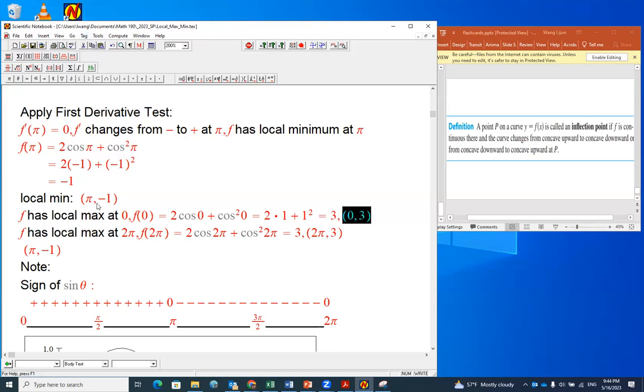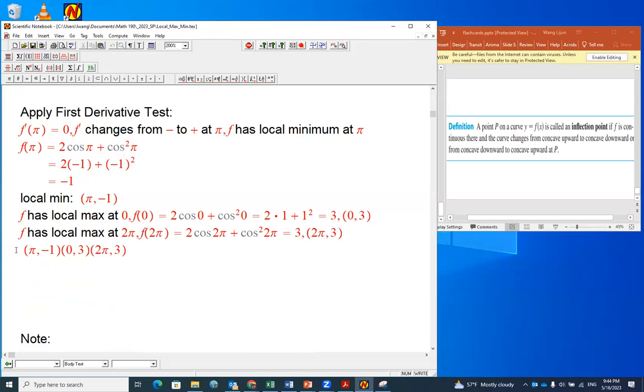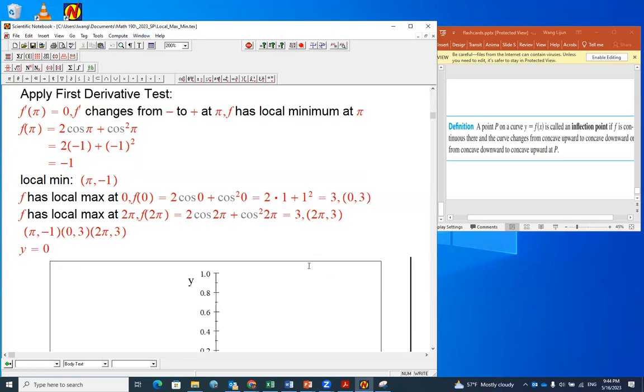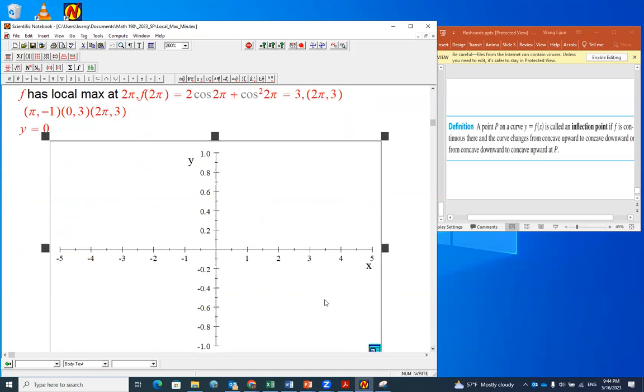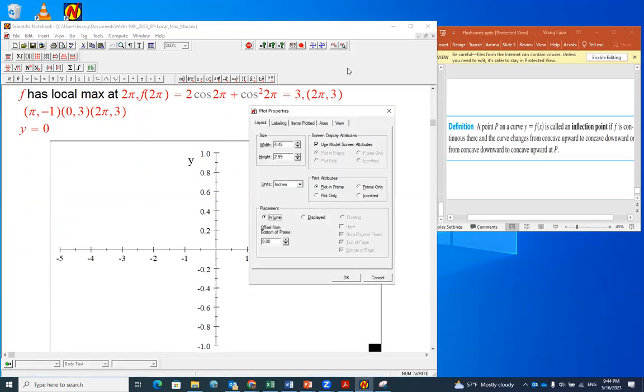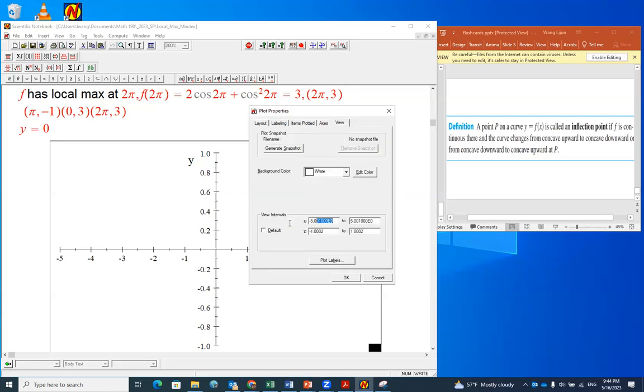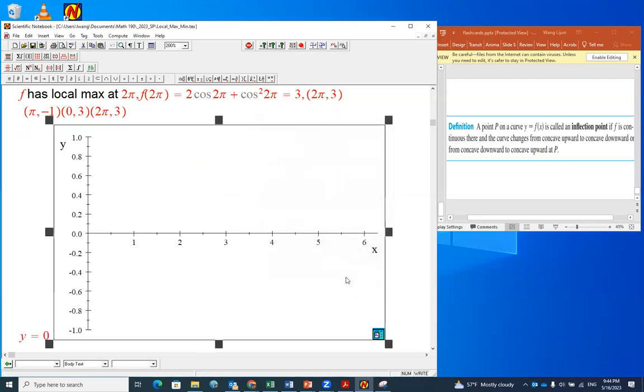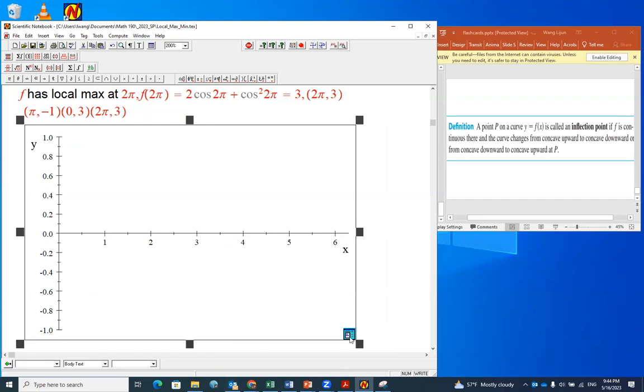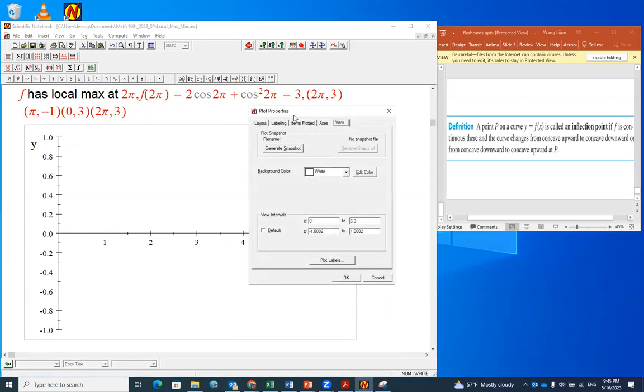Okay, so I'm gonna bring these points together, local min, local max, and then we bring those to the picture. As a matter of fact, I'm gonna do the picture right here. Okay, so I'm gonna start the graphing tool, and the interval of our interest is from 0 to 2 pi. That's approximately 6.3, right? So that's 0 to 2 pi. So I activated this rectangular system. I'm gonna put things together.